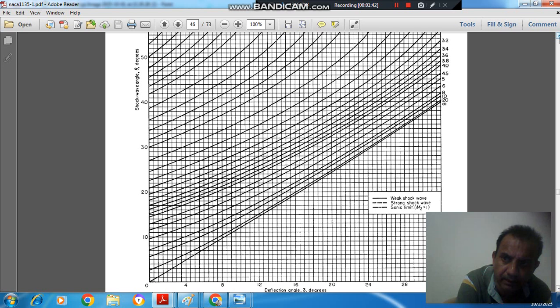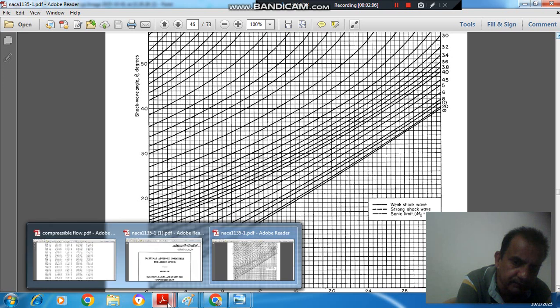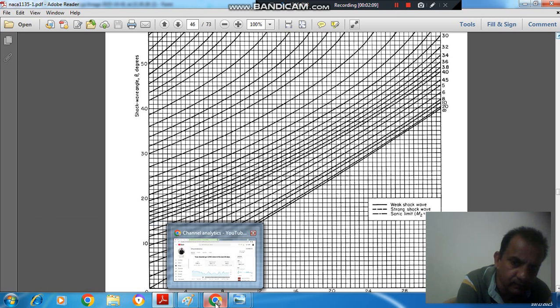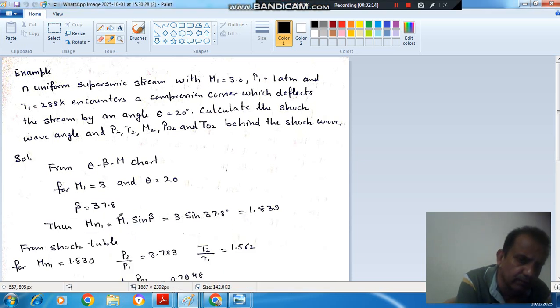So here our Mach number is 3.0, and theta is your 20 degree, so this will be the point, and corresponding to that we can see that the beta is approximately 38, or here we have taken it as 37.8. He has used the formula. So from chart it can be taken as 38 degree.